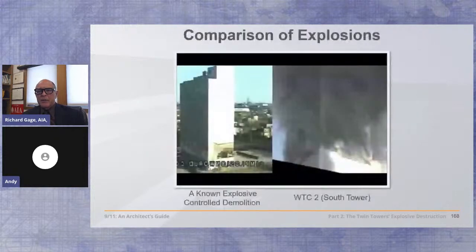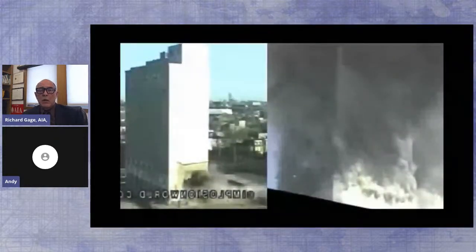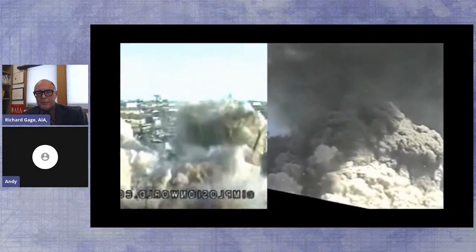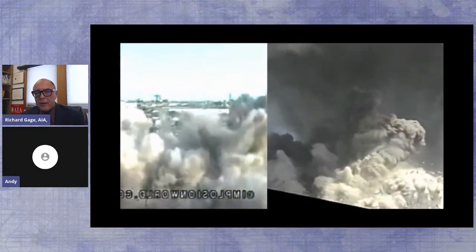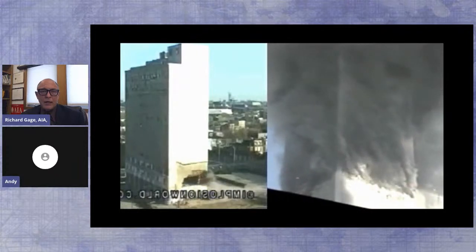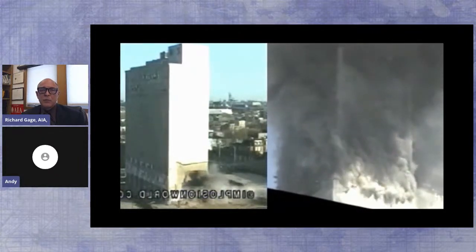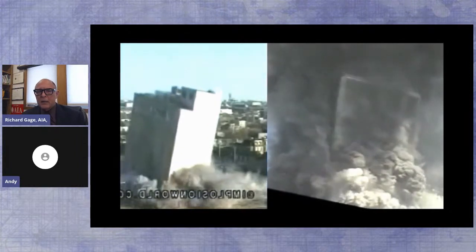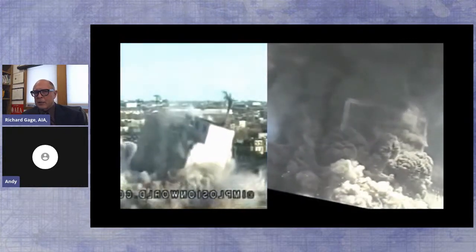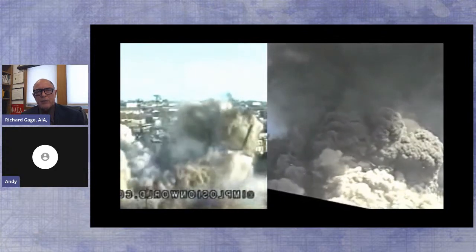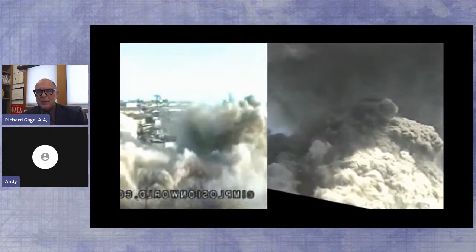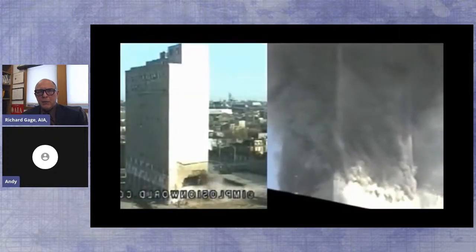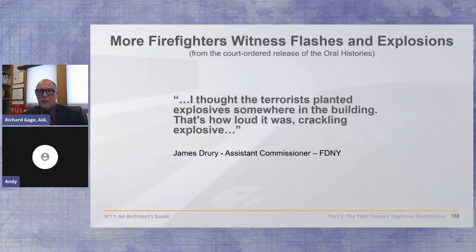Let's take a look at the South Tower on the right, compared to a known controlled demolition on the left. Is there any similarity? Enough similarity to warrant an investigation into the possible use of explosives, especially since it looks exactly like a controlled demolition, and especially since fire, the official cause of this building's collapse, has never in history brought down a steel frame fireproof skyscraper.